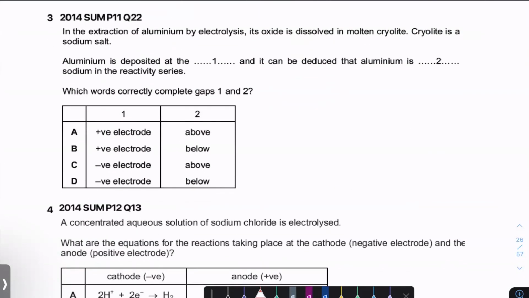If you feel like you have a question anywhere, फौरन unmute करें, मुझे सवाल पूछें. In the extraction of aluminum by electrolysis, oxide is dissolved in molten cryolite. Cryolite का कल मैंने आपको बताया था that there are two main reasons we use it. It dissolves the aluminum oxide, and secondly, it lowers its melting point.